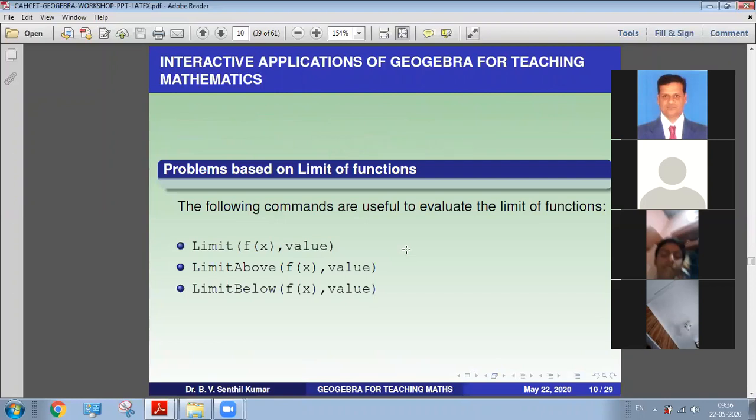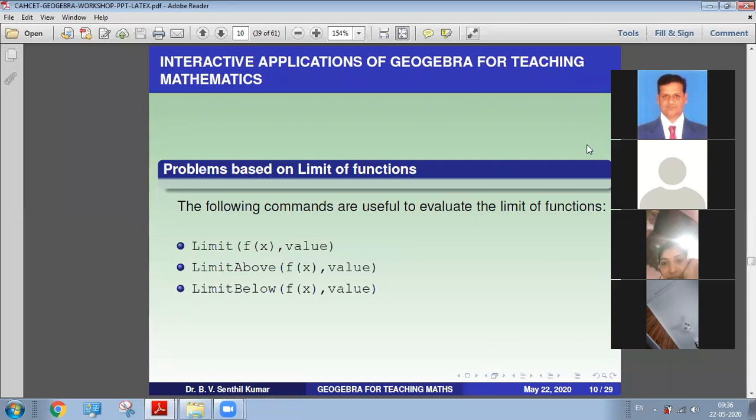Now we will do problems based on limit of functions, because normally students face difficulty in finding the limit of a complicated function. They may not know the geometrical meaning of the limit of a function. Using this interactive application of GeoGebra, you can easily teach students the limit of any function.